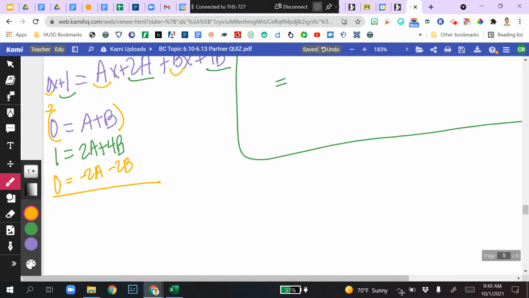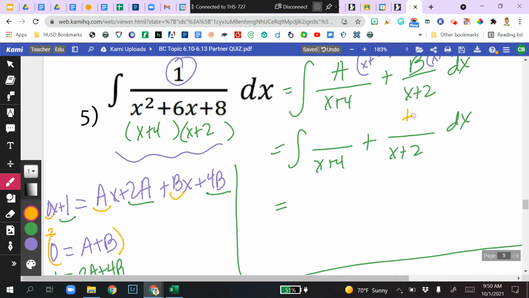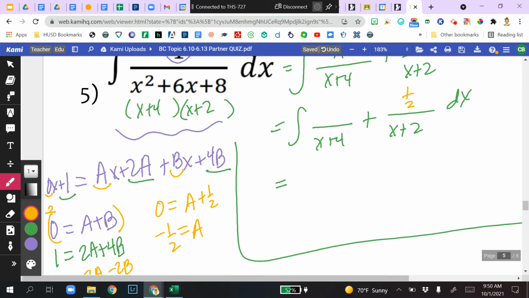All right, what's 1? Is 1 plus 0? 1. 2A's cancel. What's 4B minus 2B? 2B. All right, and then we're going to do what? Divide. Good. All right, so we know our B is 1/2. I'm just going to throw that over here. I got to get A. So I'm going to plug back into this one. So we have A plus 1/2. A equals -1/2. Okay. So I'm going to put the -1/2 here.